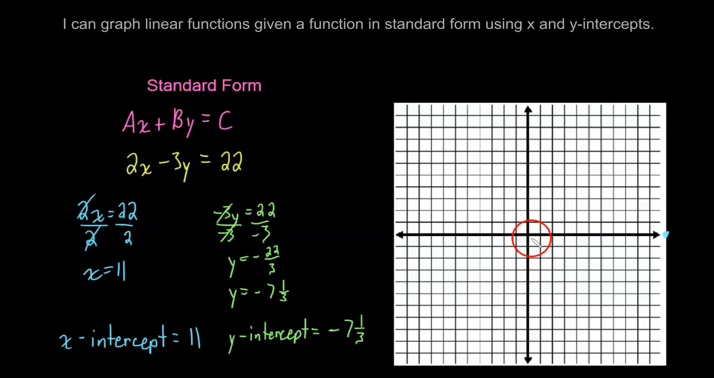And it's okay to just estimate this, being that it's 1/3. So we go down 1, 2, 3, 4, 5, 6, 7. And let's just go 1/3, so it'd be something like that right there.